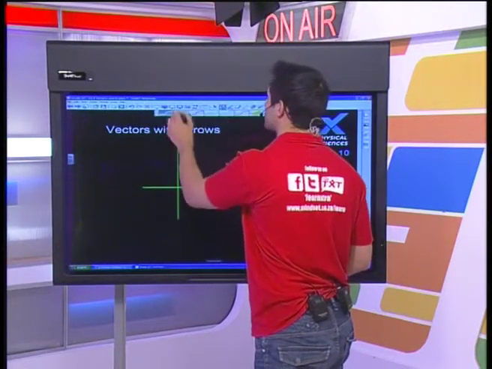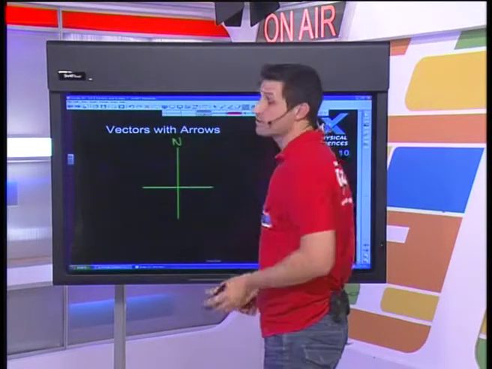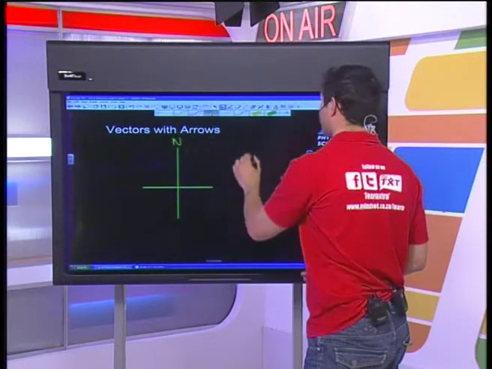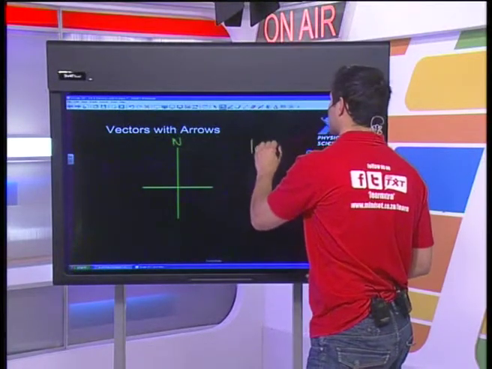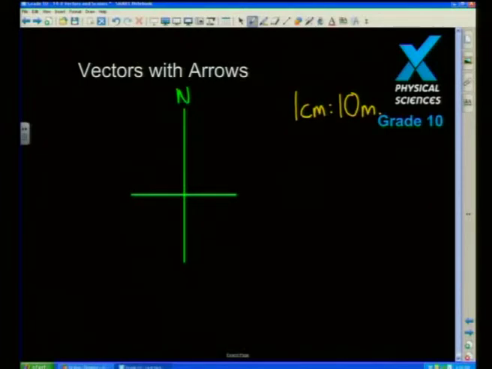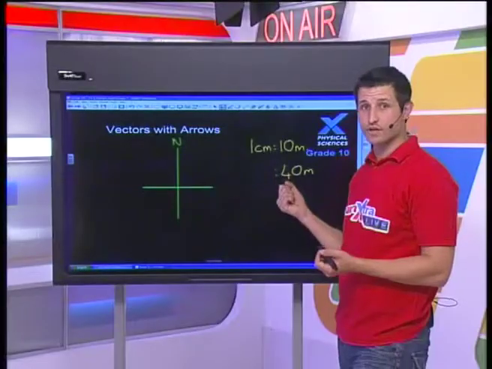Okay, so starting out with our cardinal points of north. Let's start using our arrows. The question is, how long did we choose our arrows to be? Well, if 1 centimeter gets me 10 meters, how many centimeters would get me 40 meters? Well, let's do this. 1 is to 10 as something is to 40 meters. Well, I hope that you can see, all that we have to do is figure out how to use our ratios.